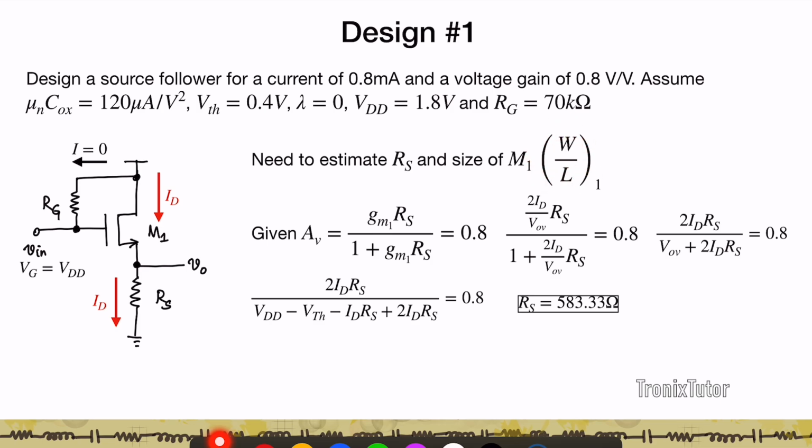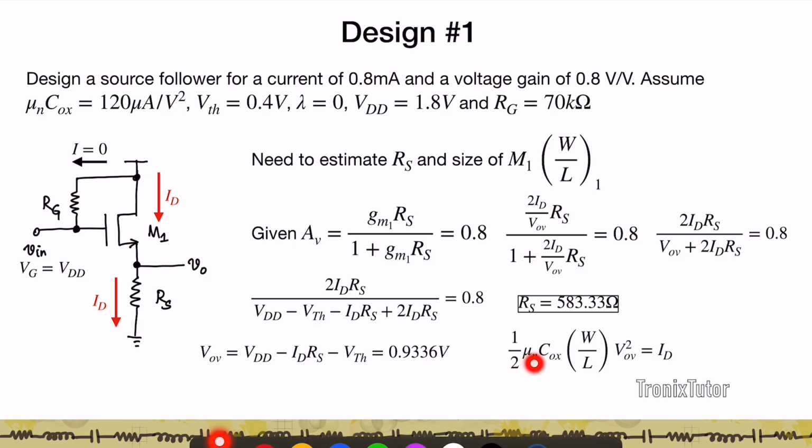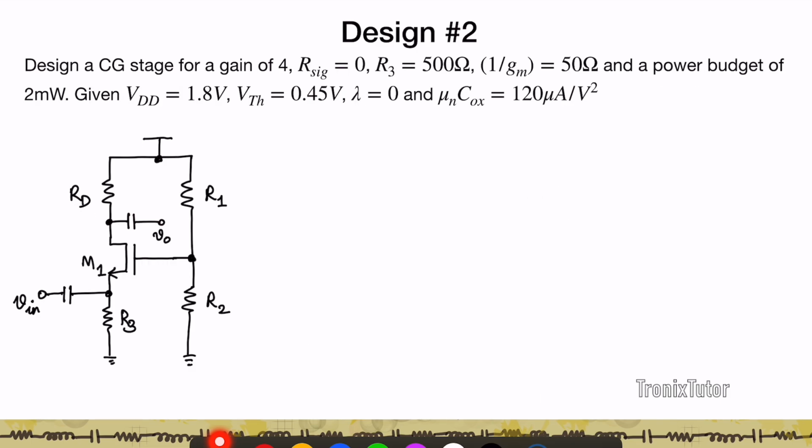So to find the size, if you think about M1, I know its VOV, right? And I know its ID. So from that I can find its size. And so VOV is nothing but VDD minus IDRS minus VTH, which is 0.9336 volts, and I know half mu NCOX into W by L, VOV squared should be ID. So knowing these two, I can calculate the value of W by L to be 61.22. Right? So that's how you solve. Again, the key to solving all these circuits is to first identify what are the parameters that need to be solved for, and then make sure you identify all the relationships that you can looking at the circuit in front of you. So let's look at another example.